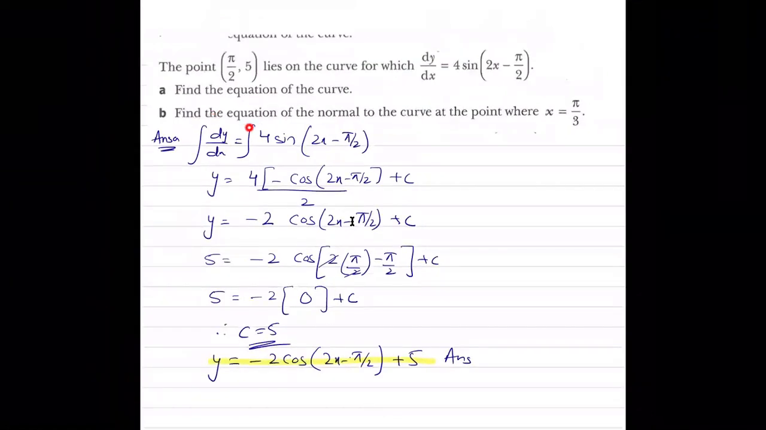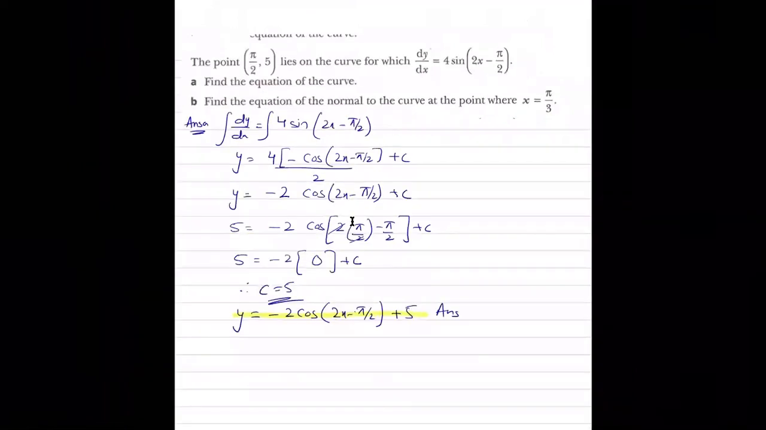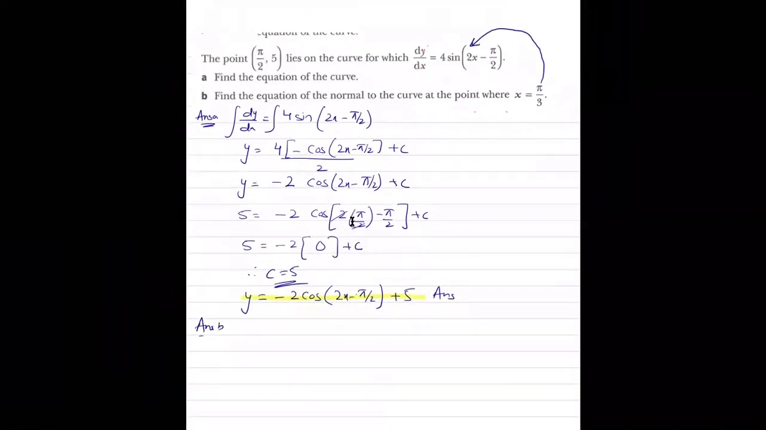Then the next part says find the equation of the normal to the curve at the point where x is pi by 3. We need to find the equation of the normal to the curve. We do have the expression for dy by dx. So by plugging x as pi by 3 in this gradient function, you can find the gradient of the tangent first. So the gradient of the tangent is going to be 4 sine 2 times pi by 3 minus pi by 2.